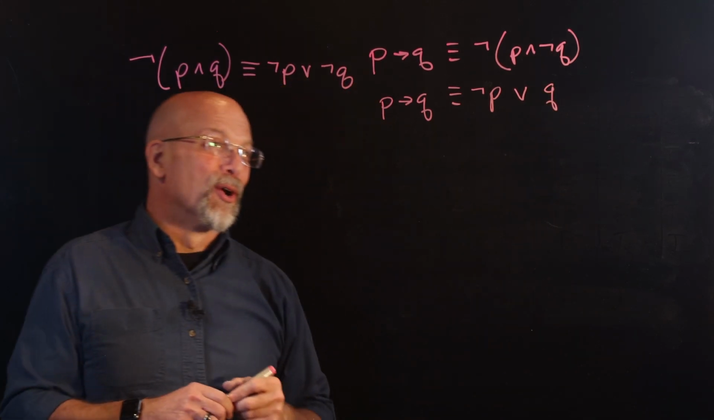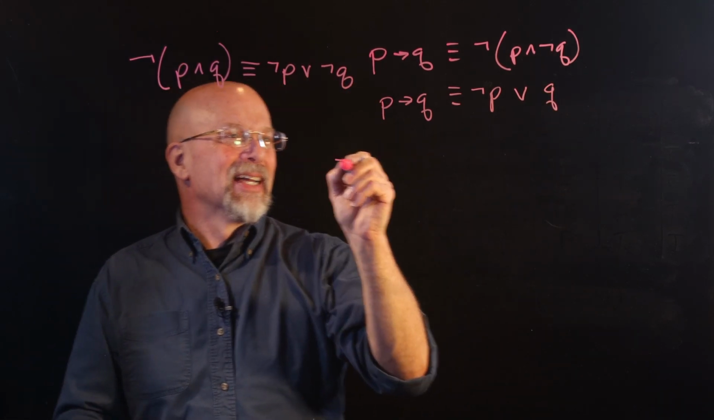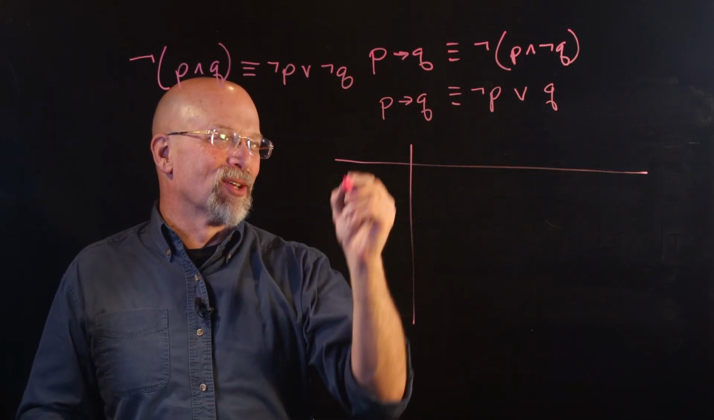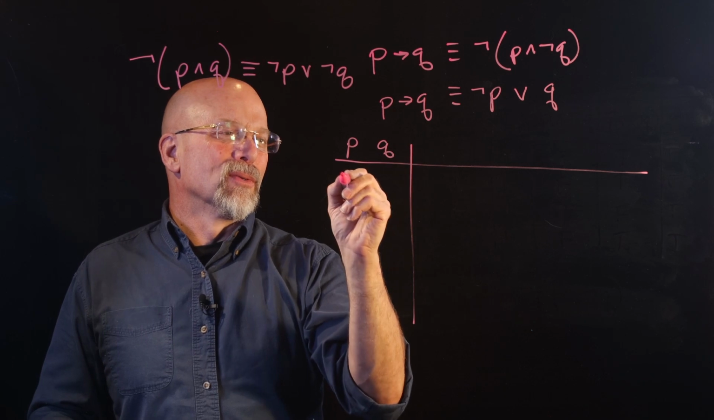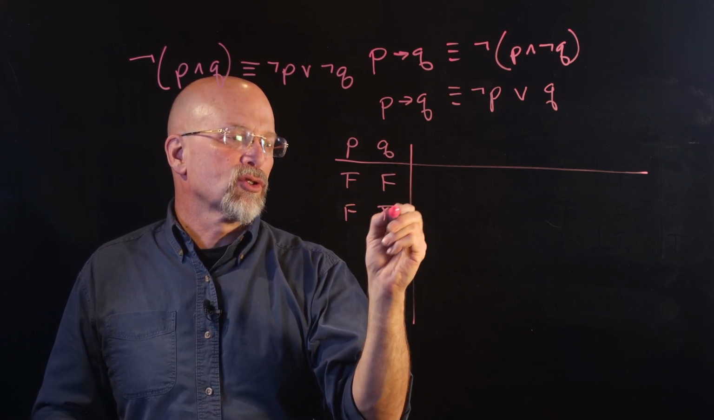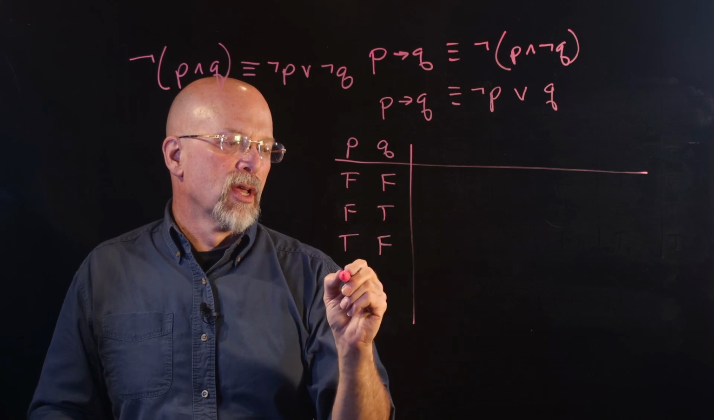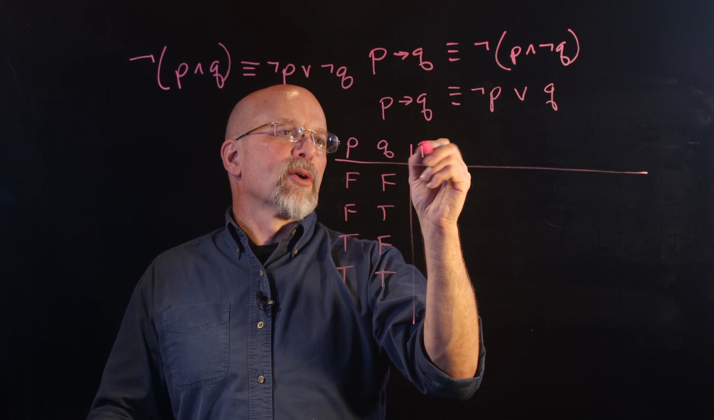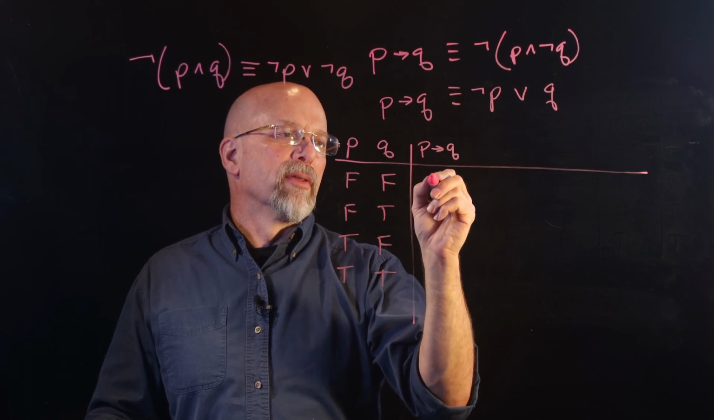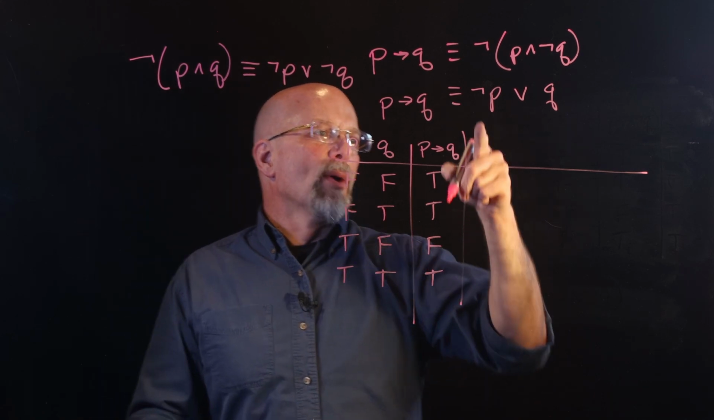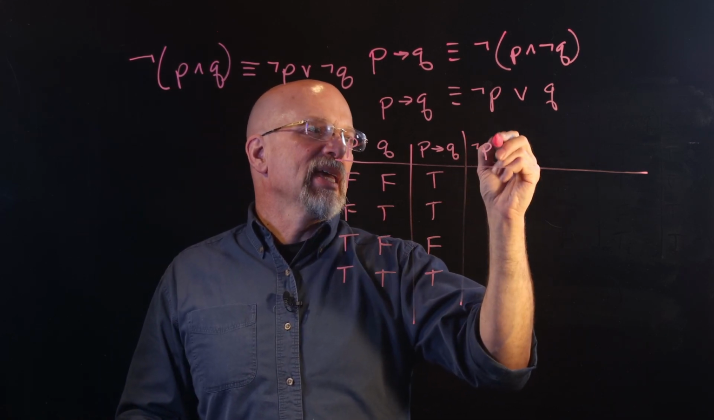Is this true? Well, let's see. Let's go ahead and create our truth table again. Told you you're going to want some dessert after this is over. P, Q. False, false, false, true, true, false, true, true. Now, first of all, let's just go ahead and put P implies Q, and that was true, true, false, true, right? Now what we need to do is figure out what not P is equal to.